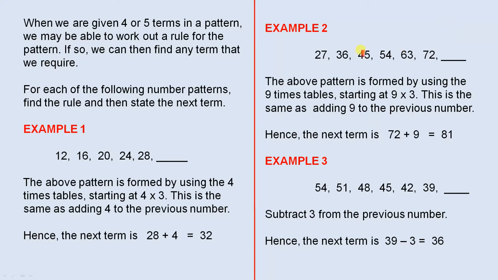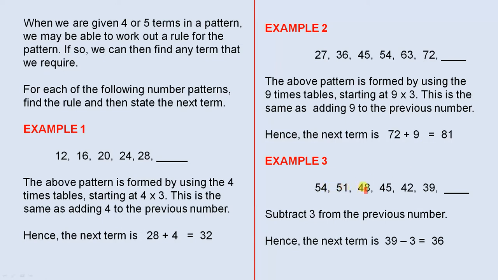Example 2, we have these numbers here. The above pattern is formed by using the 9 times tables starting at 9 times 3. 9 3s are 27, 9 4s are 36, 9 5s are 45, etc. This is the same as adding 9 to the previous number. Hence, the next term is 72 plus 9, and that gives us 81. So that's 81 there.